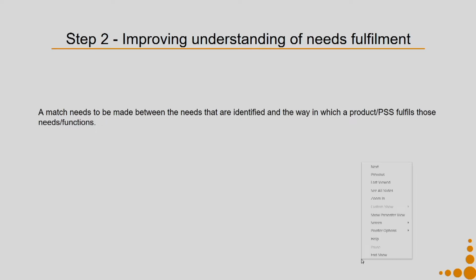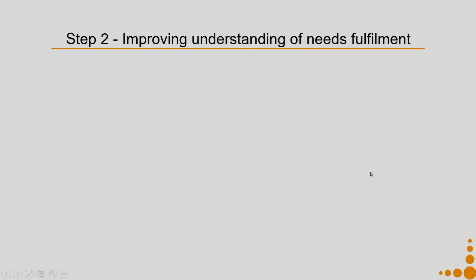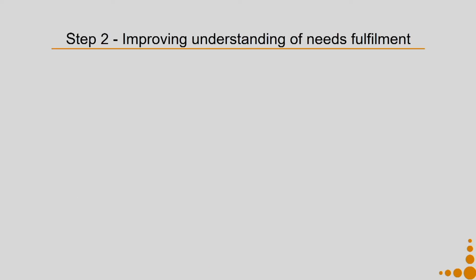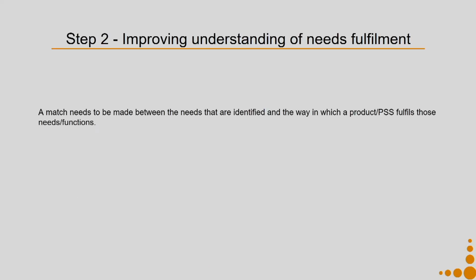Say, for example, in our previous slide we spoke about delivering fresh water. We did not speak about delivering safe drinking water, mineral water or anything else. We declared that we will give fresh water. So we have to understand whether the identified needs and the way in which a product or PSS fulfills them are in sync or not, or whether I need to change it.